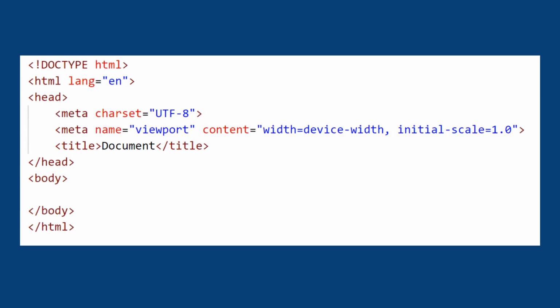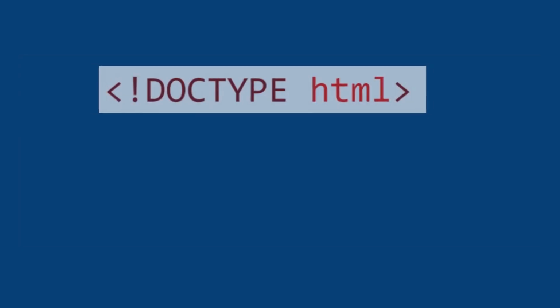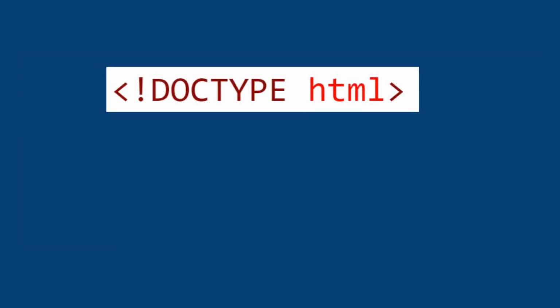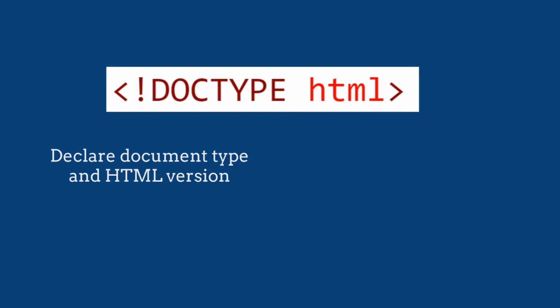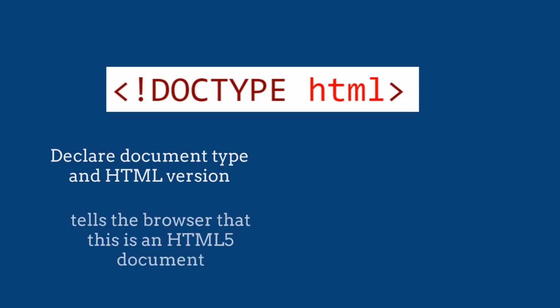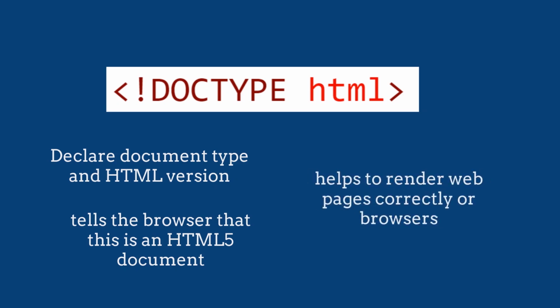This is an example of the HTML boilerplate code. Let us now try to understand it in detail. The DOCTYPE HTML. This line declares the document type and version of HTML you are using. It tells the browser that this is an HTML5 document. It also helps to render the pages correctly on your browsers. Without it, some browsers may not be able to render the pages correctly.